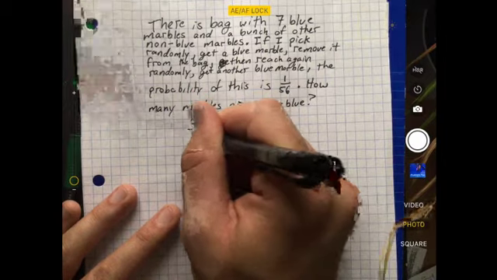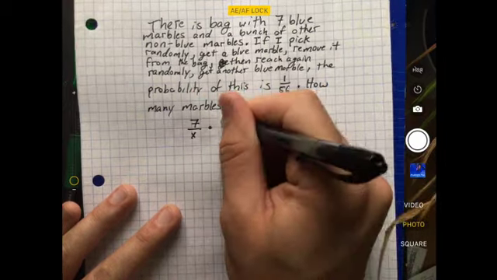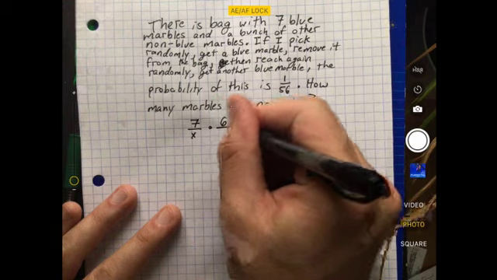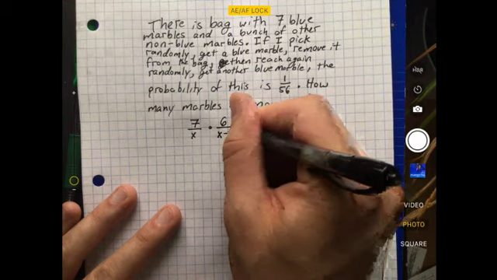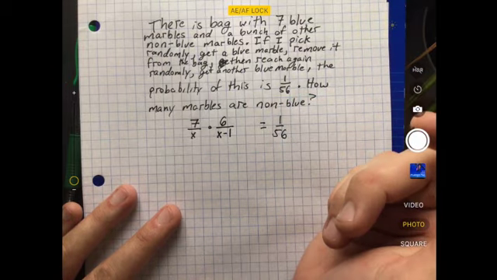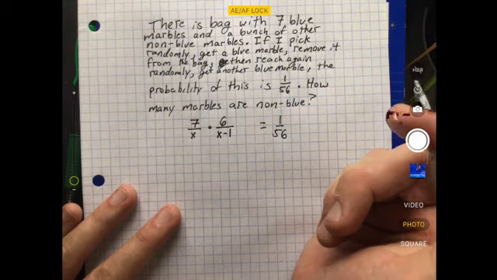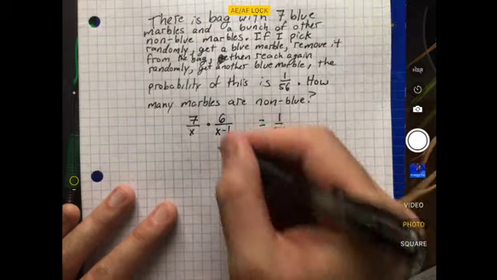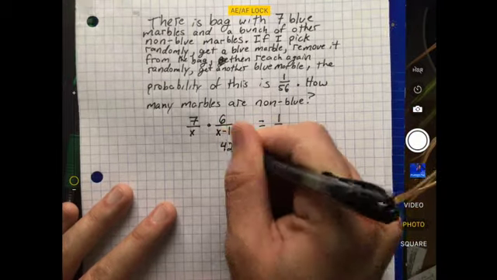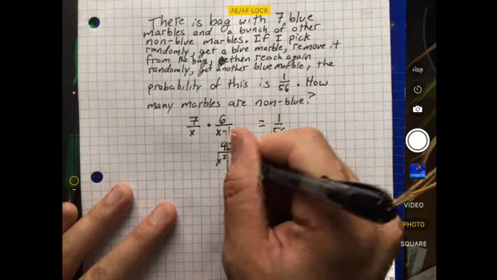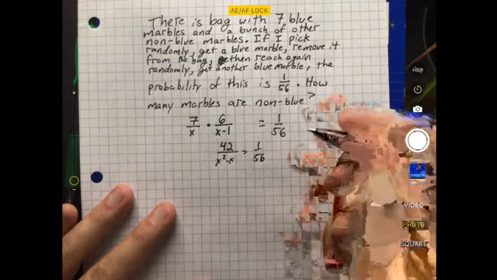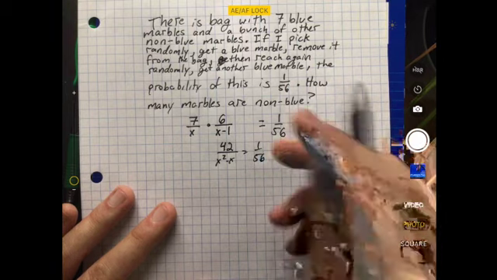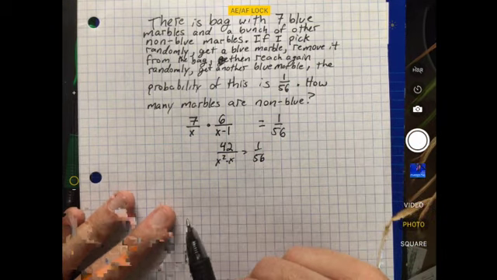But since I removed one of those blue marbles, we actually have something like that. Okay. So yeah, this actually would be way too difficult, because what we would end up getting is 42/x² minus x equals 1/56. And you'd end up with a quadratic equation. And they actually don't test quadratic equations on the SHSAT. So I don't know if that really would be a thing.